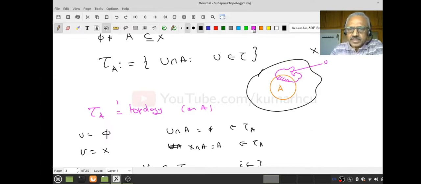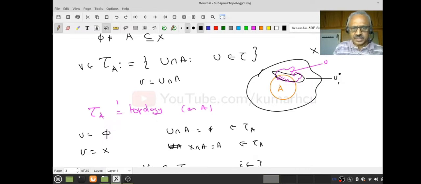For example, here this may be like this, the same thing. This may be also another U dash, or U_1. So U_1 intersection A will be the same as U intersection A. You understand that? So this U may not be unique. If I say V belongs to this, that means there exists some U in tau, so that V is of the form U intersection A. This U need not be unique.